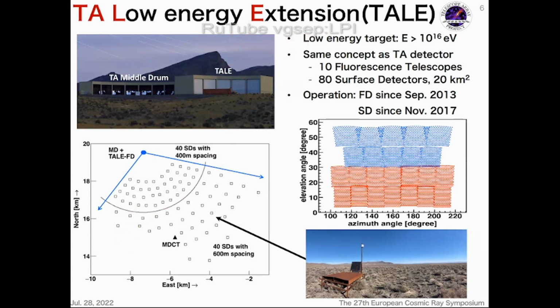The target energy is greater than 10 to the 15 electron volt. The same concept as the main TA detector is used: scintillation counters deployed in this configuration, and 10 high elevation fluorescence telescopes installed here. This is a photo of the fluorescence detector building, and the blue points show the field of view of the TALE FDs.